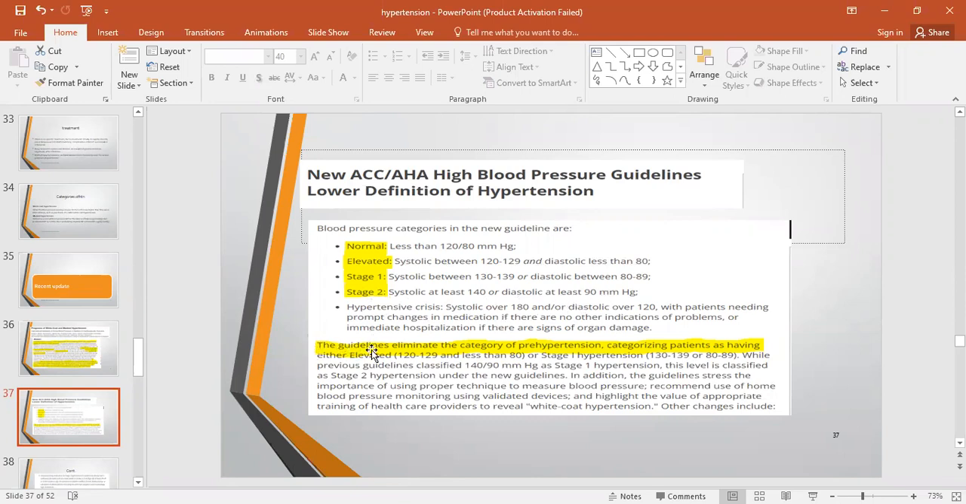The guidelines eliminate the category of pre-hypertension, categorizing patients as having either elevated blood pressure or hypertension. In addition, the guidelines stress the importance of using proper technique to measure blood pressure, recommend use of home blood pressure monitoring using a validated device, and highlight the value of appropriate training of healthcare providers to reveal white coat hypertension.